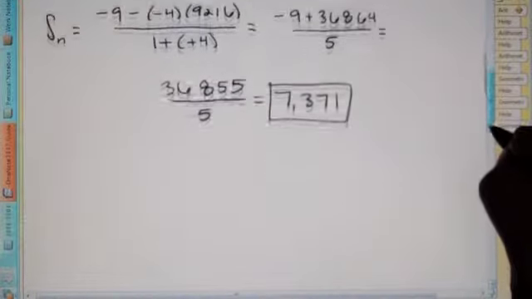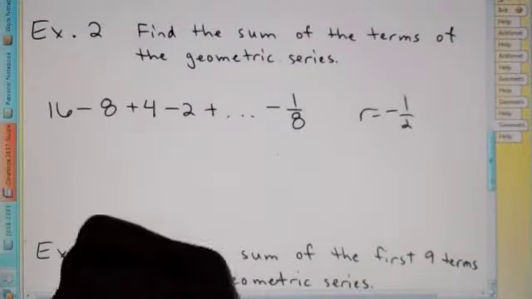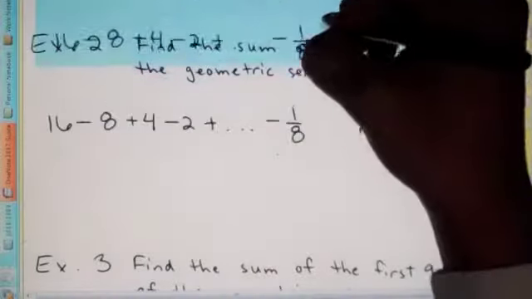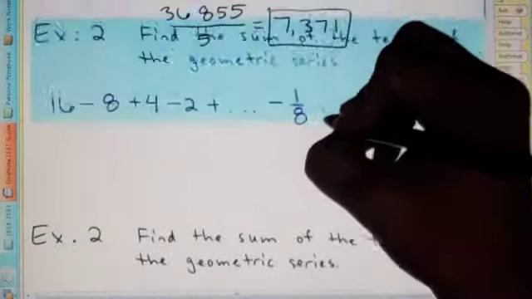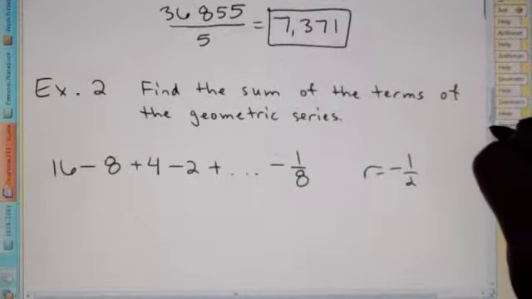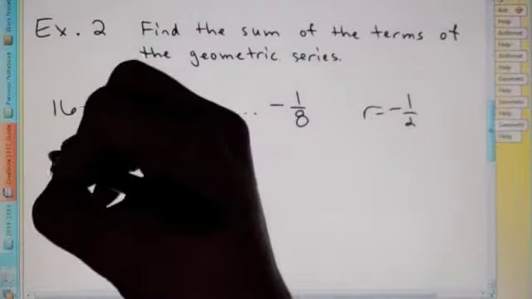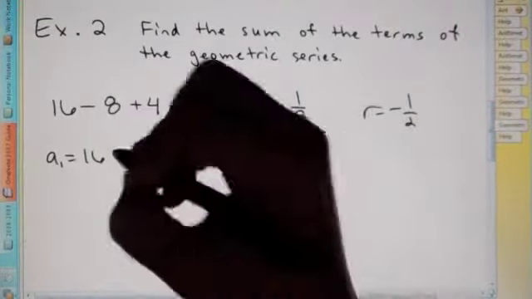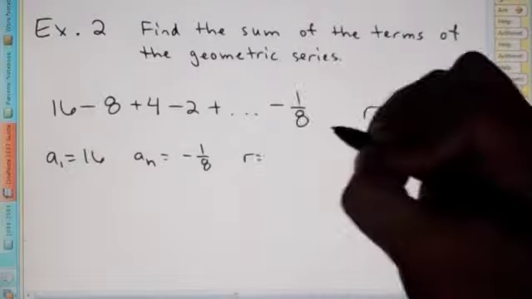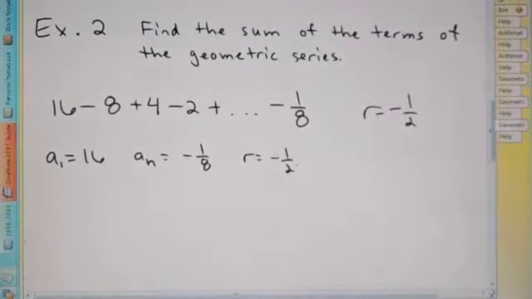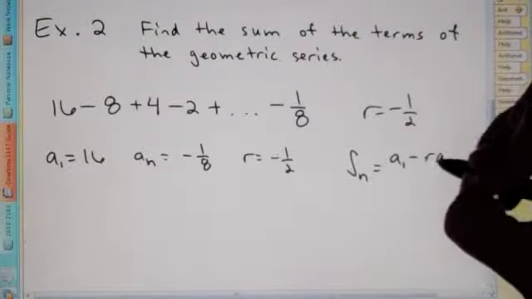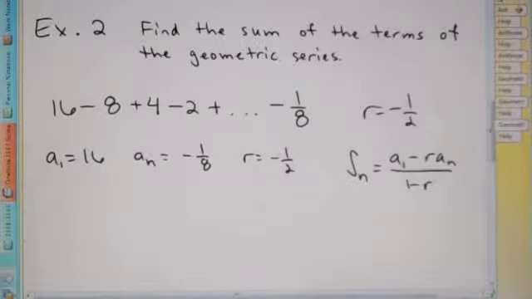Now this next one here says find the sum of the terms. Let me go ahead again. Move this really quick. We can actually move this one up. Okay. Find the sum of the terms of the geometric series. Now, here, we know our first term, a sub 1 is equal to 16. We know our last term, a sub n is equal to negative 1/8. And we know our ratio is negative 1/2. So again, we want to stick with this formula. S sub n is equal to a sub 1 minus r times a sub n over 1 minus r.